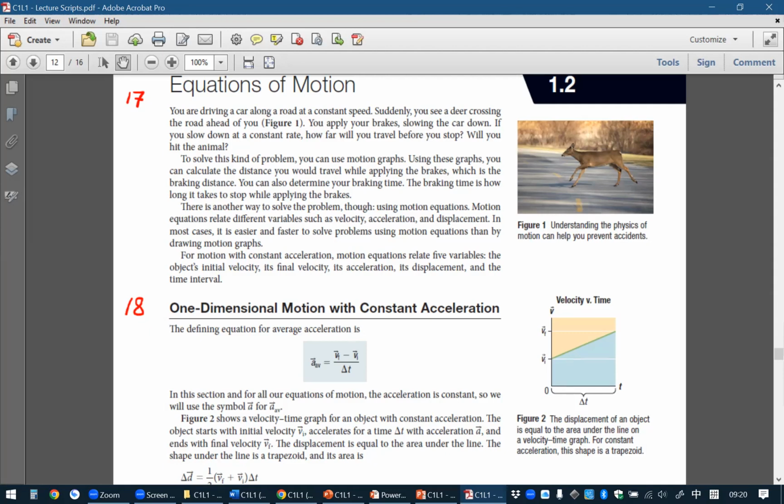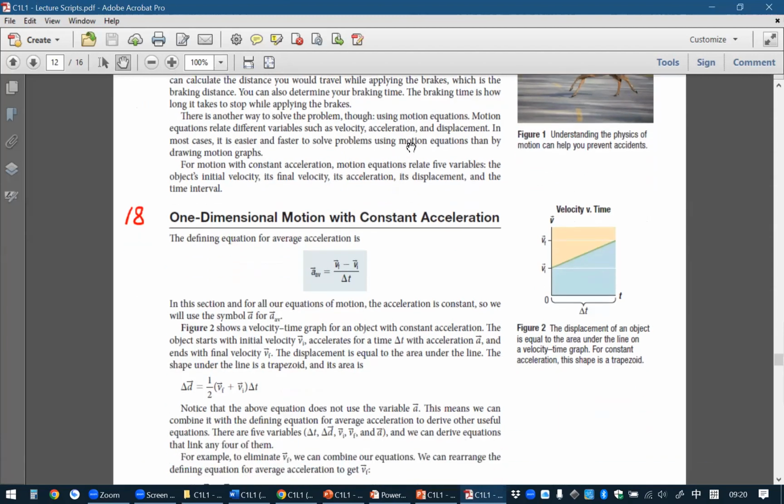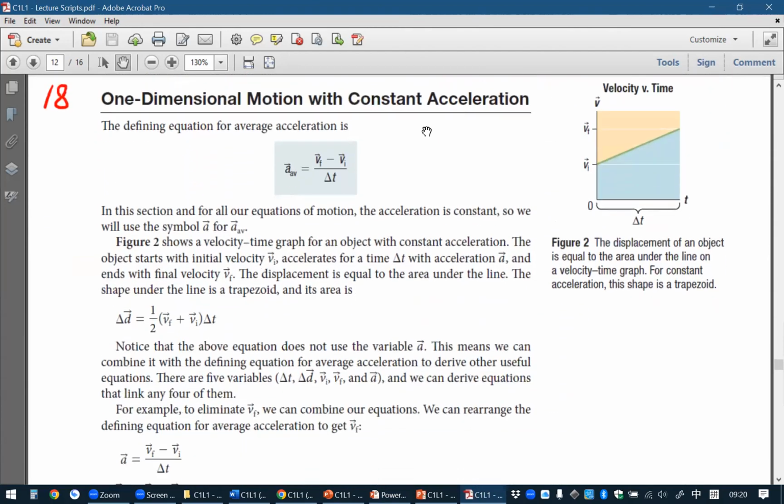Okay, so first of all, let's have a look at one-dimensional motion with constant acceleration. The defining equation for average acceleration is given below. The average acceleration, a average, equals the difference between the final velocity, Vf, minus the initial velocity, Vi, over delta t. So note that all of the variables except the time, delta t, are vectors.